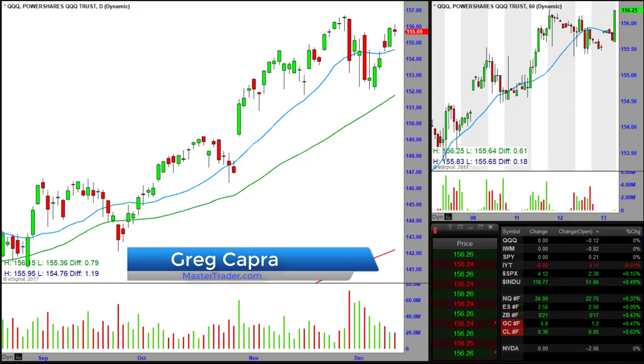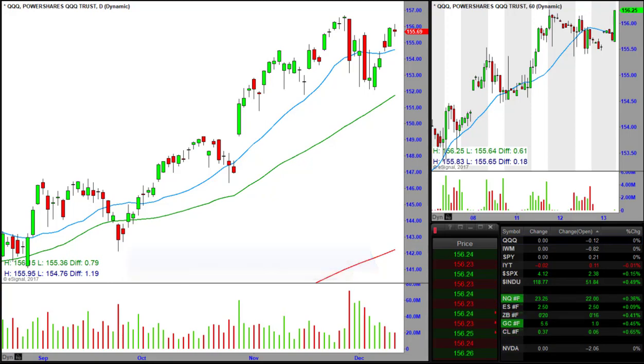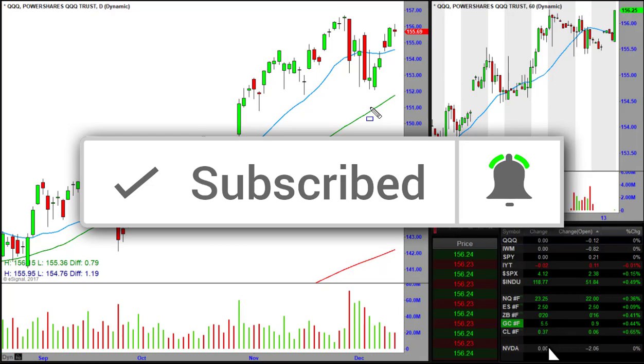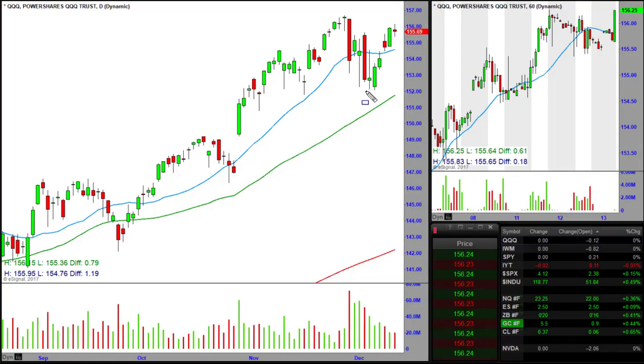Today we're going to take a look at what the broader markets did yesterday, what they're doing right now, and we'll take a look at what a few stocks are doing right now. So we have the NASDAQ 100 ETF here, and they've made their move up off of the low.